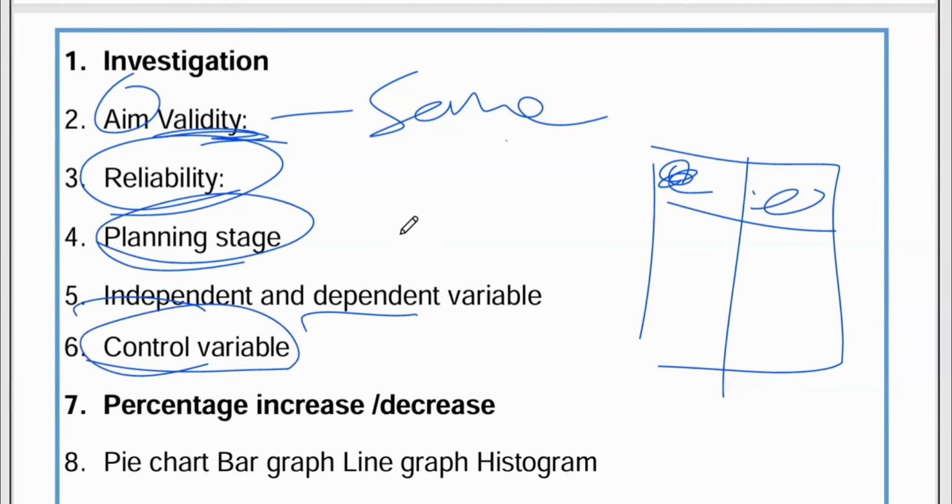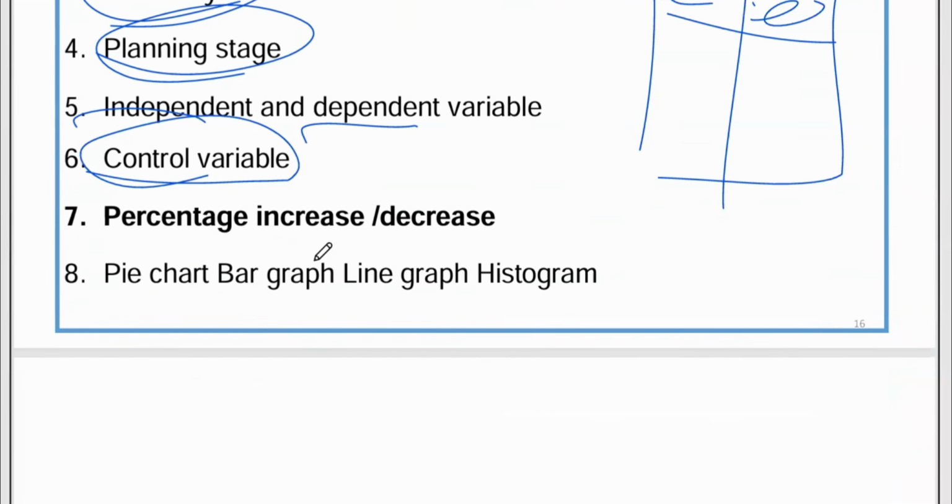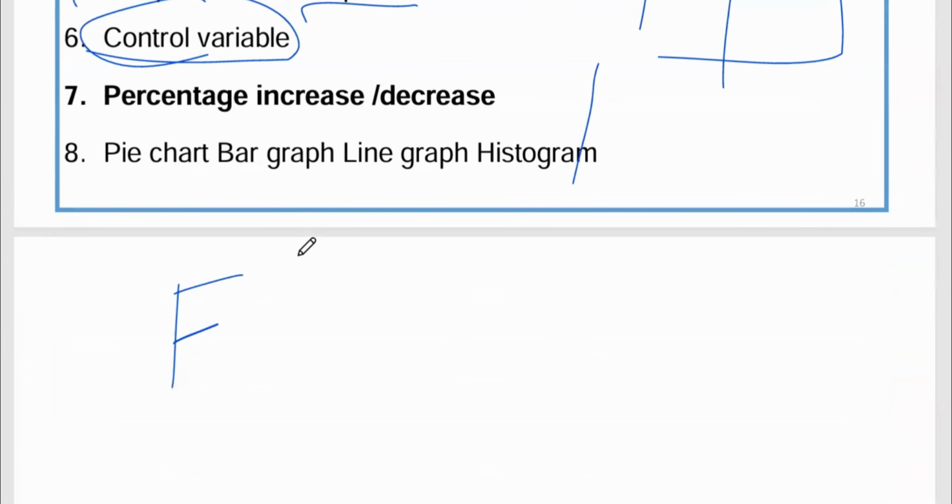Then control variable is that thing which they did not change. It remained the same. And sometimes they ask you what is the function of that. It is basically to compare the results, to see that the results are the same. So also sometimes we ask you to calculate the percentage increase and the percentage decrease. So percentage increase is always final minus initial.